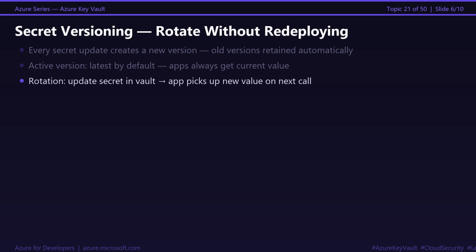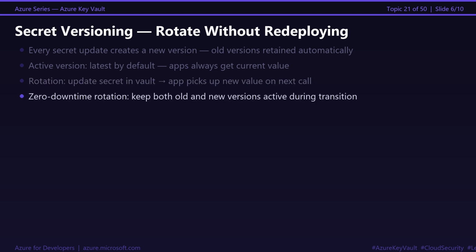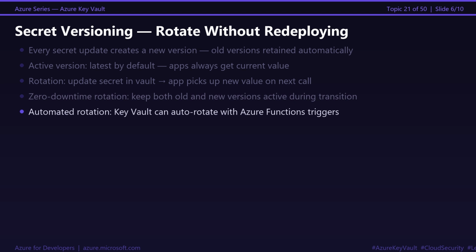Now pay attention here, this one matters for production environments. Key Vault has two safety features that most teams enable too late. Soft delete. When you delete a secret, it is not gone immediately. It enters a soft deleted state for a configurable period, 7 to 90 days. During that window, you can recover it completely. I have seen this save teams who accidentally deleted production credentials.